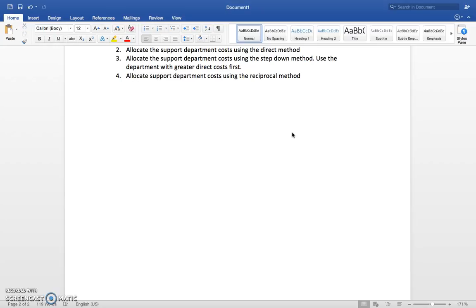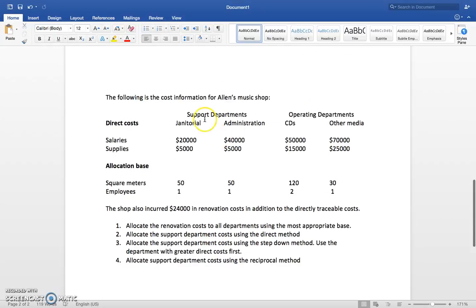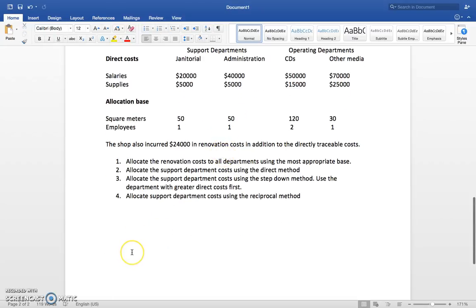Alright, so as I said, we're going to be using simultaneous equations in order to solve this, and that is the most accurate way because the reciprocal method acknowledges that support departments do use each other. So it acknowledges that janitorial does use administration, and administration does use janitorial services as well. Okay, so in order for us to do that, we need to come up with two equations that we can use to estimate our costs.